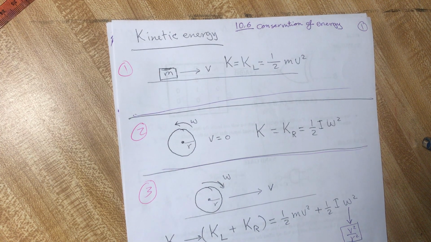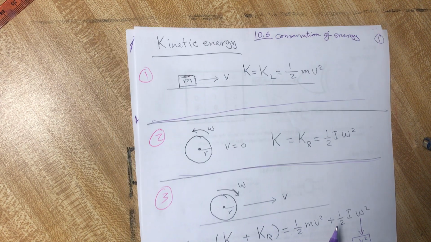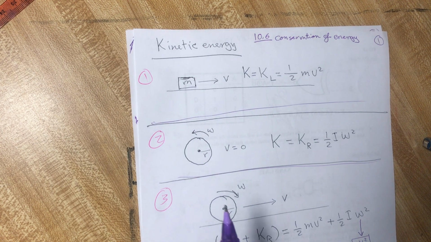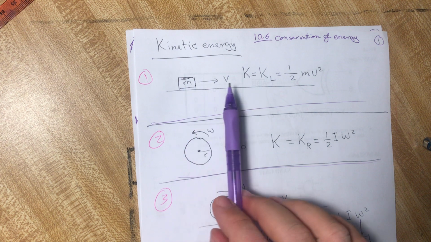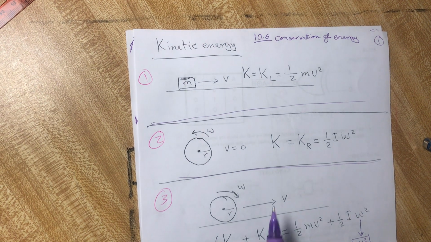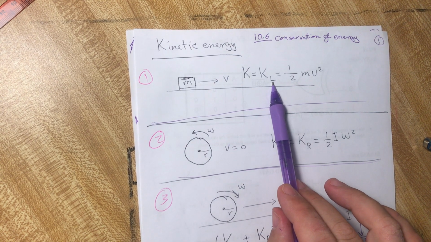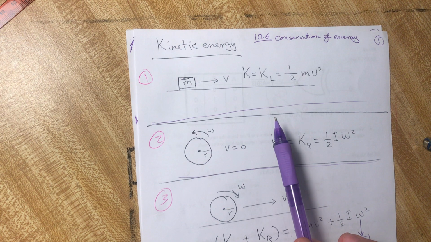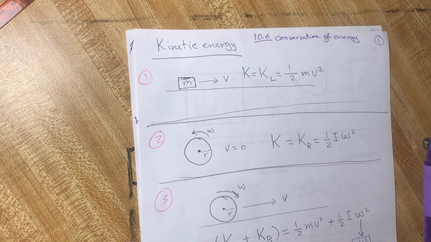Okay, now let us look at section 10.6, which is conservation of energy. Let us first remember the kinetic energy for moving bodies. If we have a block whose mass is m and velocity is v, then it is easy to remember that its linear kinetic energy is equal to half mv squared. We know that.